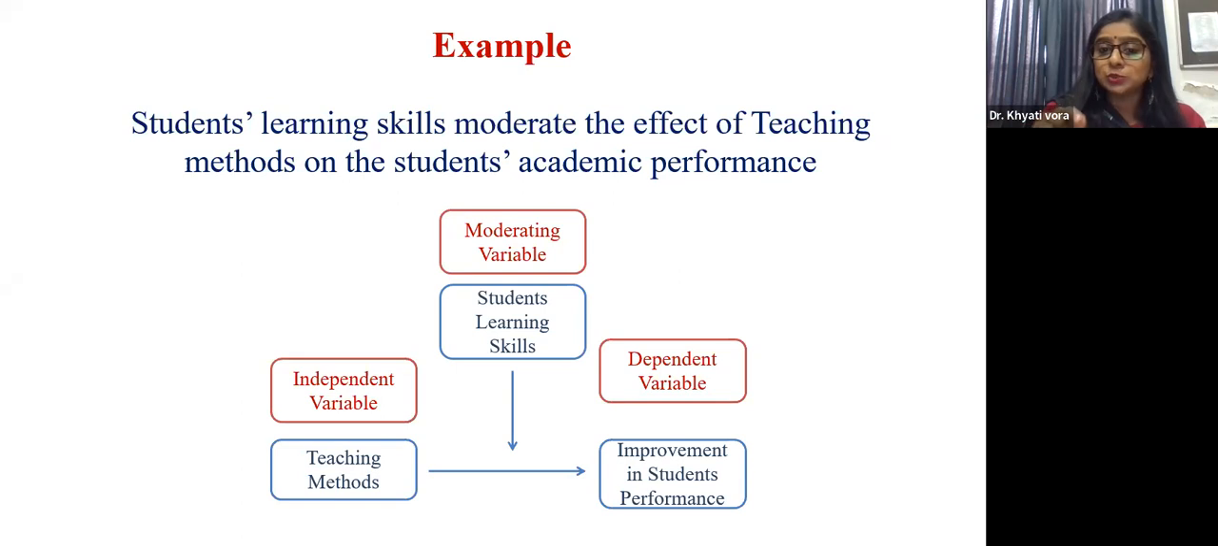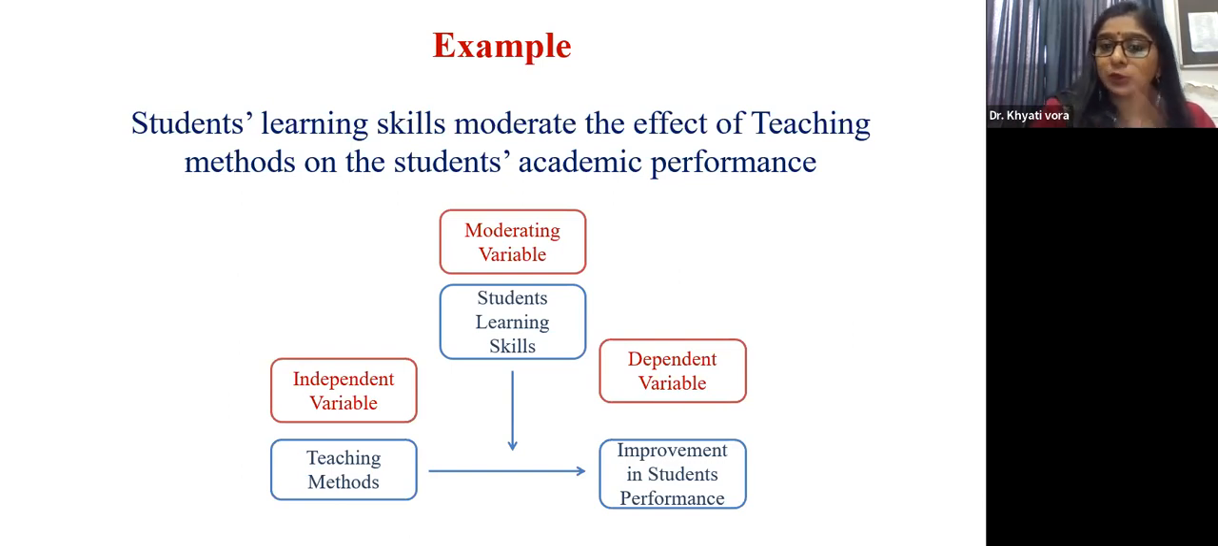If the student is a good learner, we all know there are, in a class of 10, maybe two or three students who are excellent learners. Some are very average and some take a lot of time to understand. They are slow learners, or maybe their interest is not there. Their learning skills are not so good. So do you think the relationship between teaching methods and student performance is highly influenced by the learning skill of the students? Yes or no?